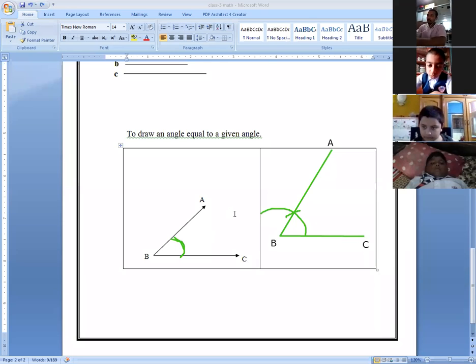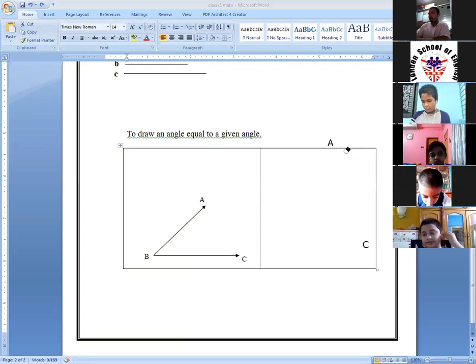Okay, I think you have understood this, right? Yes, sir. Okay. So, who can say what is right angle? Right angle is equal to lateral angle. A right angle is an angle that is above 90 degrees.